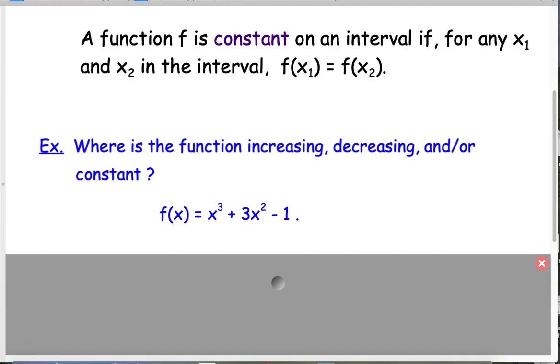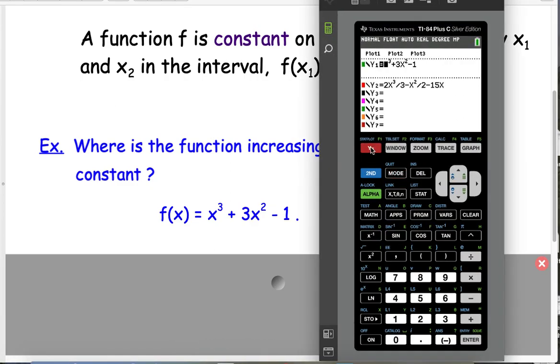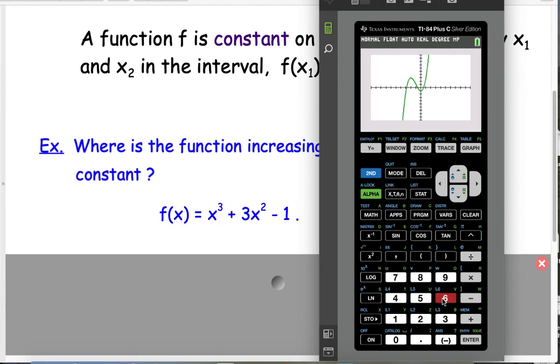So let's look at an example here and figure out where exactly this function is increasing and decreasing or constant. With some calculus, this would be really easy to analyze, but we haven't gotten there yet. So what we're just going to do is look at the graph. Let's take our graphing calculator and go to y equals. As you see, I already have that put in y1, and I'm going to graph it at the standard window, so zoom 6. And there it is.